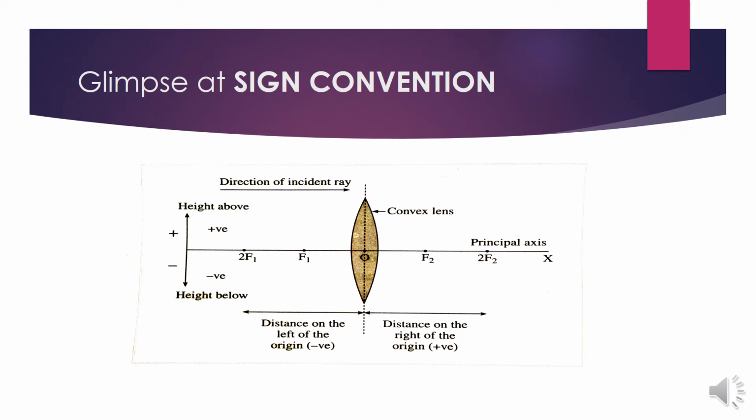Let's have a glimpse at the sign convention through the diagram. You can see a convex lens and the object, and it is seen when you are measuring along the direction of the incident ray, that is you are going towards the right side of the convex lens, it will be positive. But when you are measuring against the direction of the incident ray, that means you are going towards left, it will be negative.